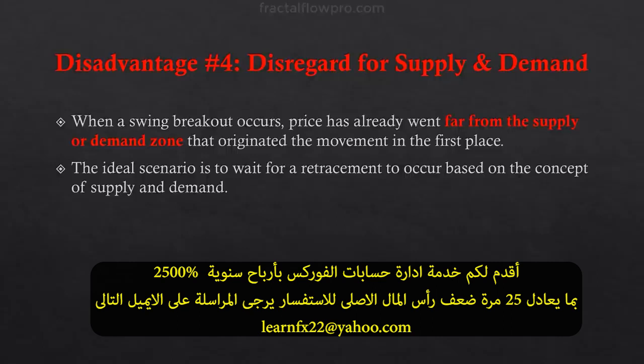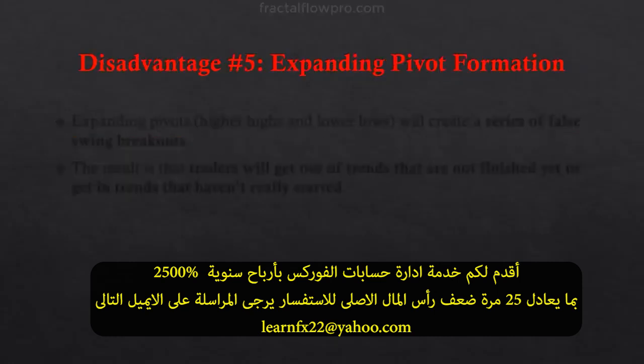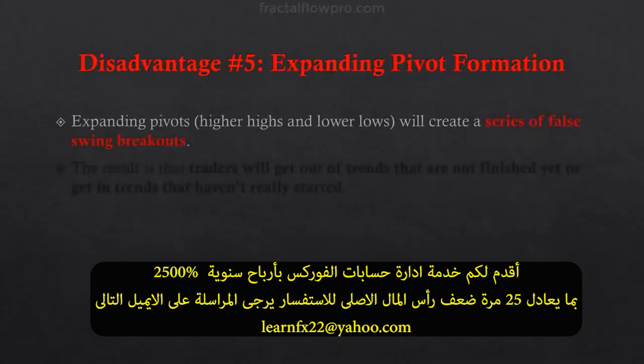One of the strongest pieces of evidence against the use of swing breakouts as a reversal signal lies in a situation called expanding pivot formation. The situation is characterized by higher highs and lower lows. In other words, when the market gradually increases volatility and successively breaks highs and lows in alternating motion.